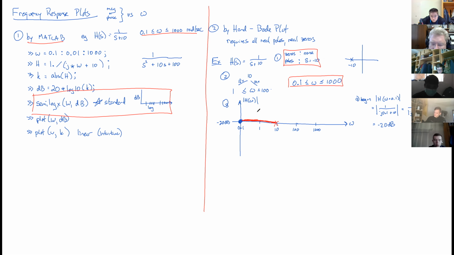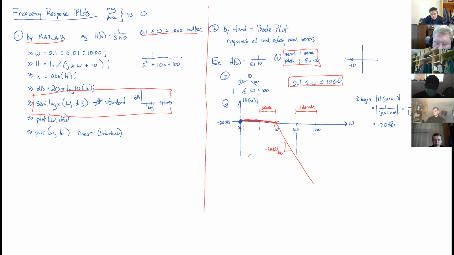This is 1 decade. This is another decade. Any difference in times 10 of your frequency is 1 decade. You're going to go down by 20 dB per decade for every pole you hit. And since there are no other poles or zeros, it just goes on down forever. And now you can complete your graph.